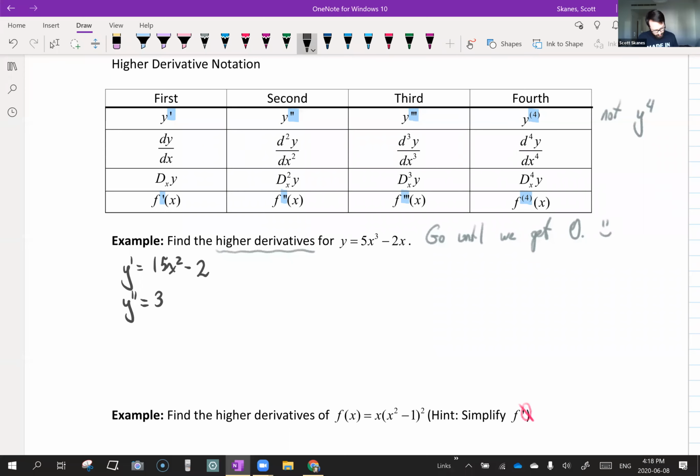Okay, so we have 30x. 2 of course goes to 0. What's the third derivative? 30. What's the fourth derivative? I'm going to put a bracket with a 4. It's 0. And now I've finished. How do I know I'm done? Well, I can't go any further.